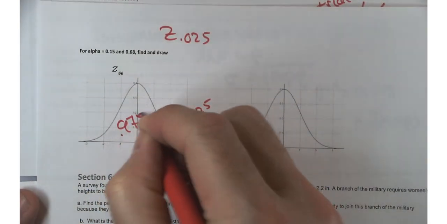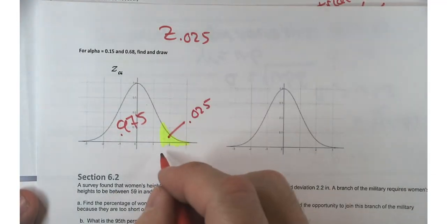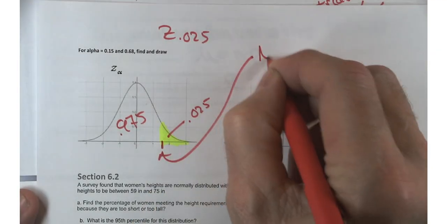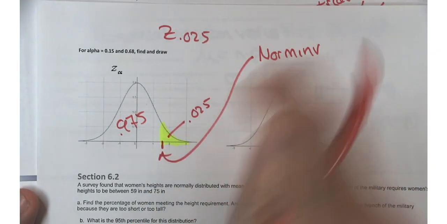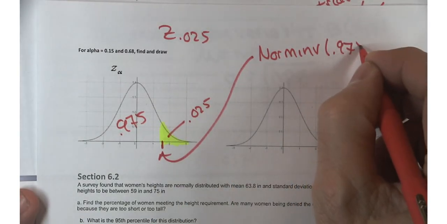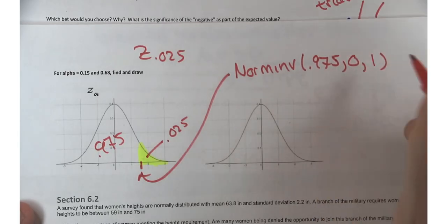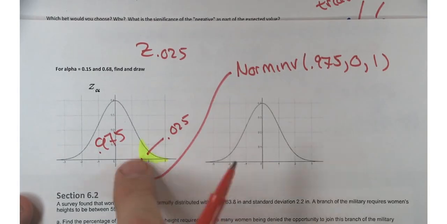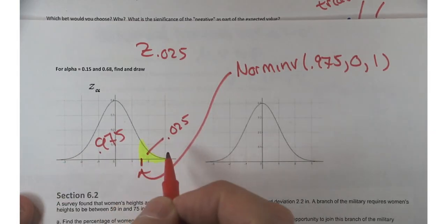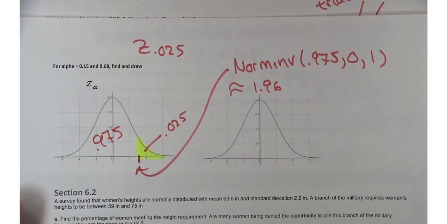0.975. So to get this number and to figure out where you are here, you would do norm inverse, not of the 2.5%, but of the 0.975, and the mean and standard deviation. That's going to give you this point, which has 97.5% of the area here and 2.5% of the area in the tail. It should be about 1.96 if you did it out on Google Sheets.